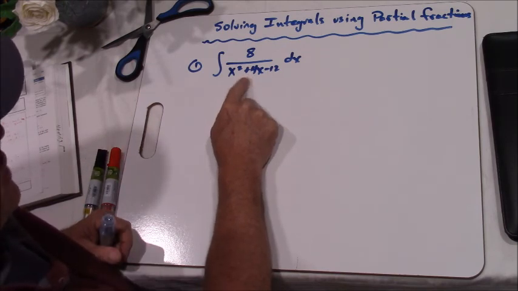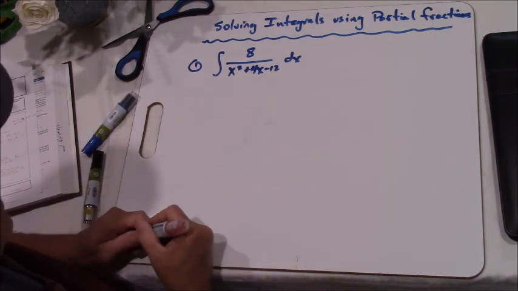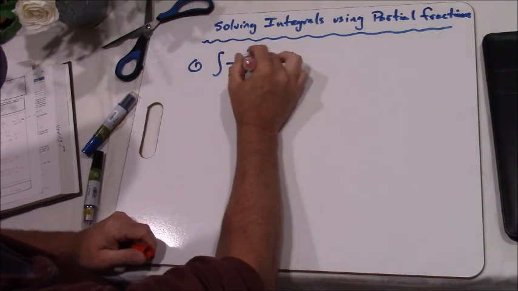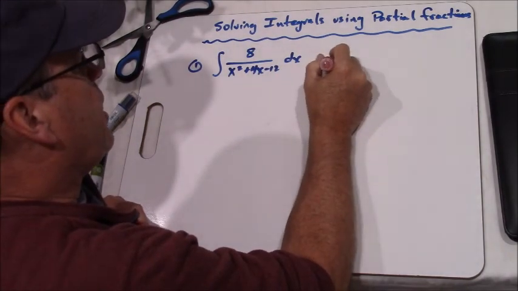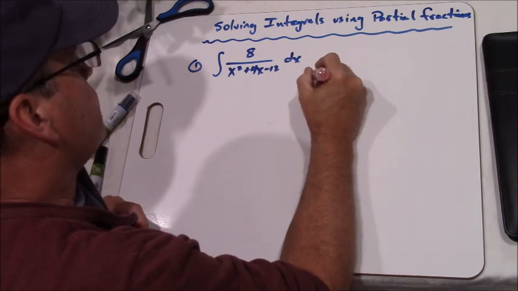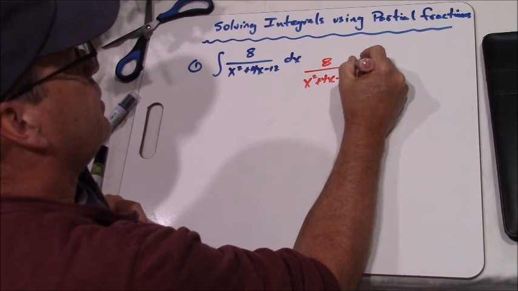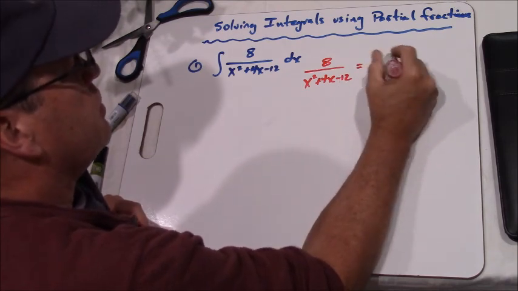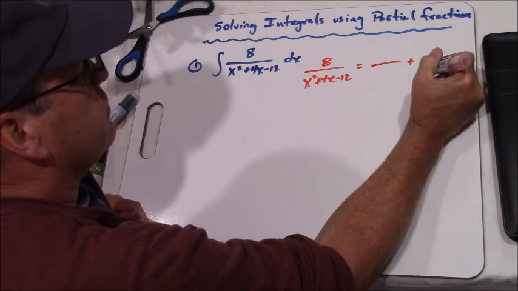Okay, what two fractions? And so to do this, I would need to first of all just take this expression. We'll forget the integral here for a minute. I would say 8 over x squared plus 4x minus 12 is equal to one fraction plus another fraction.